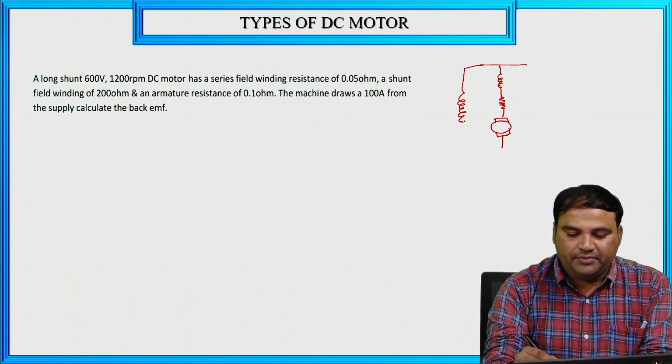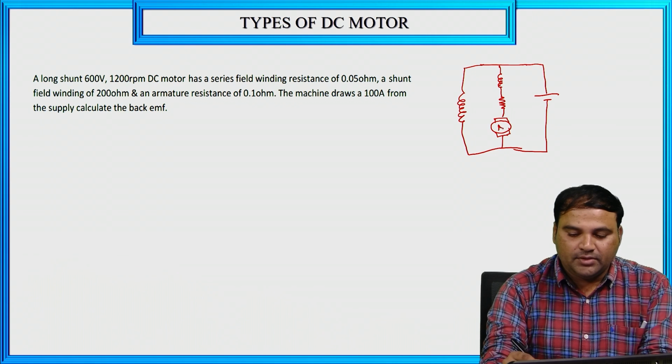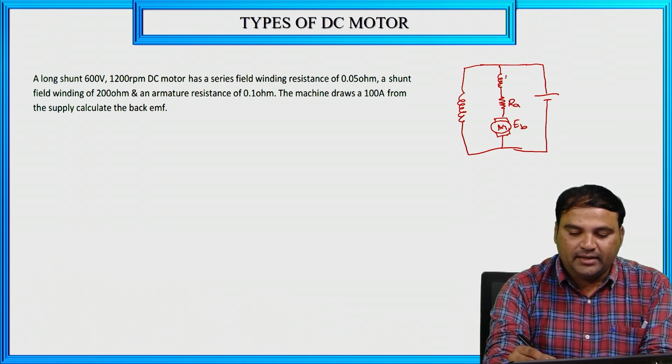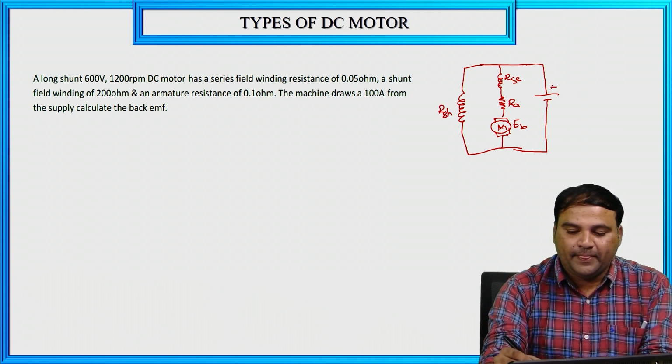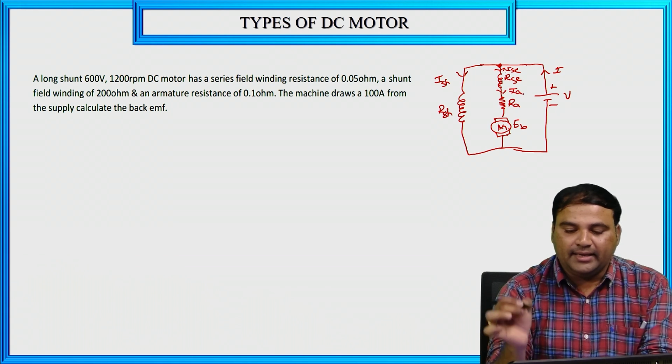So this is the shunt field winding, and we need to give the DC supply here. So this is the motor, having EB, and this is RA, and this is RSC, and this is RSH, and supply voltage is V and current is I. So from this point current is dividing. Current through RSH is ISH, current through RSC is ISC, and current through RA is IA.